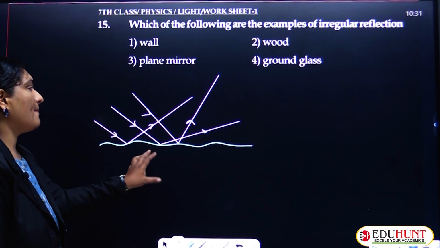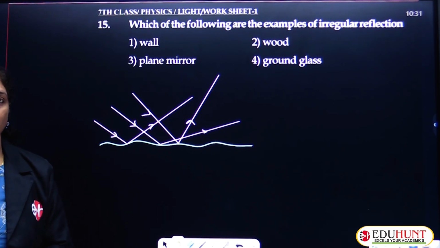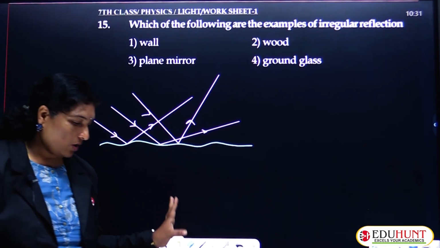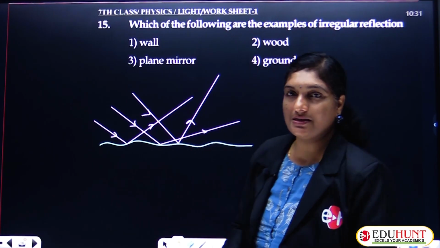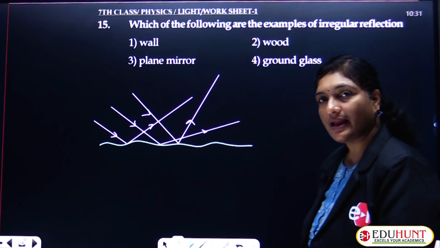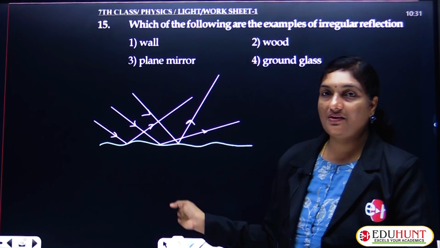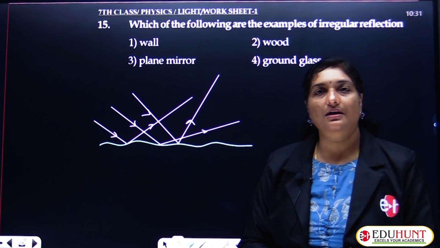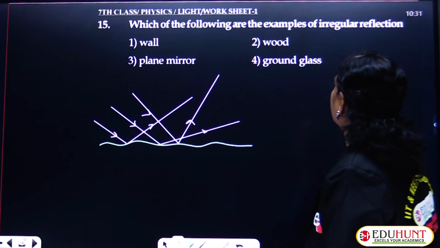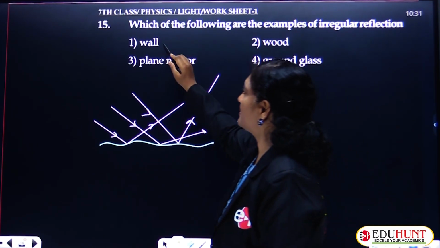Different directions. The light is scattered after reflection, it is scattered in different directions. This happens in the case of a rough surface, which is not highly polished. Smooth surface means highly polished. Rough surface means not highly polished. Examples for that we have considered are wall, wood, movie screen, and these are all the examples of irregular surfaces. So, which of the following are the examples of irregular reflection?